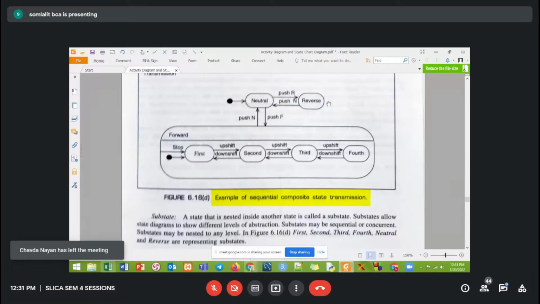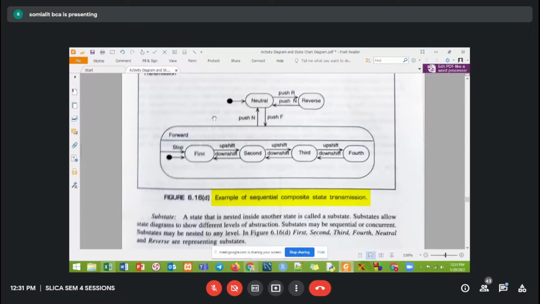So reverse and neutral are the independent states. But when the car is moving forward, the gear position can either be in first. Again, if you upshift this, it can go to second, third, fourth. Again, if you downshift this, you can come to third, second, first. Okay, in earlier times cars used to be like this. Now direct shifting is possible. Okay, so these are sequential composite states.